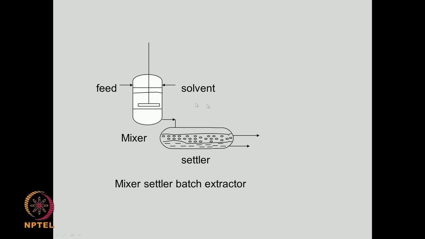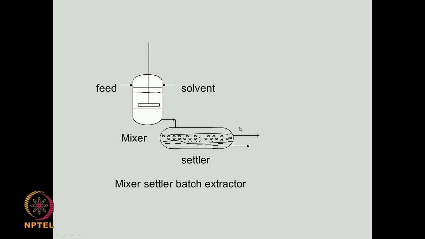What you do is take your feed and your solvent, and you agitate for intimate mixing, and then you drop it into your settler. They form two layers, you give sufficient time for that, and then you remove your solvent and your raffinate. If the solvent is heavy, it will be collected at the bottom and your raffinate at the top; if the solvent is light, vice versa. This is called a one stage mixer settler operation.